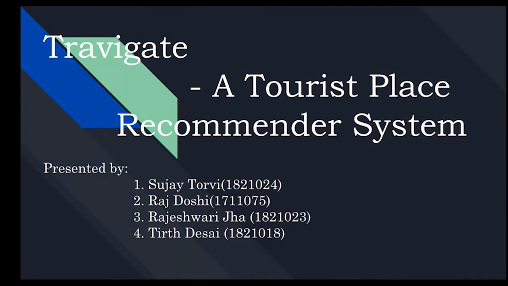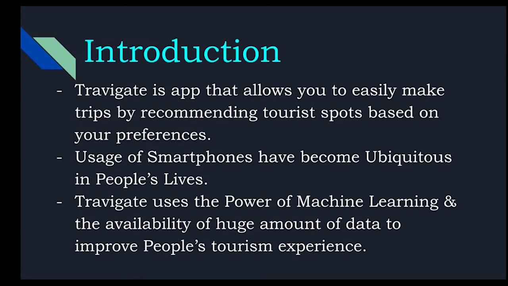So let's talk about TRAVIGATE. TRAVIGATE is an artificial intelligence based app that was developed to improve the experience of tourists. So what is TRAVIGATE basically? When any user who is wanting to go for a vacation but is confused where to go, TRAVIGATE makes people's life a lot easier by recommending places that they would love to visit.